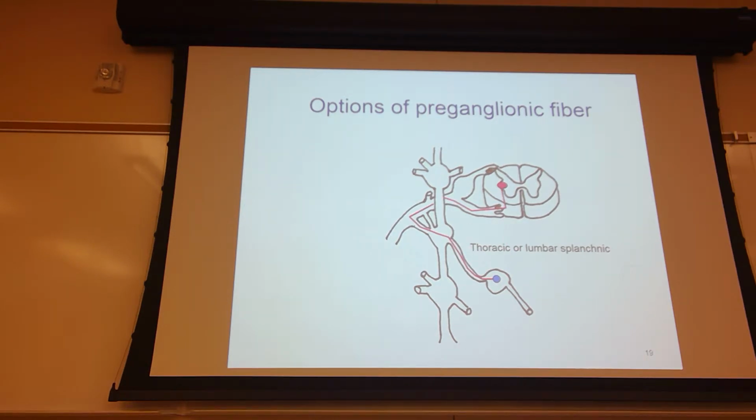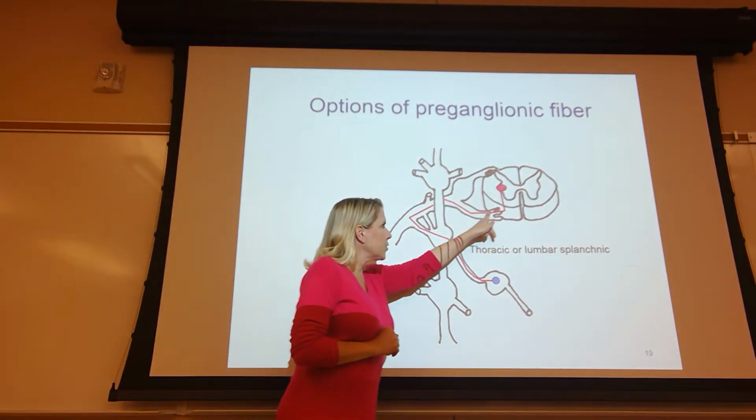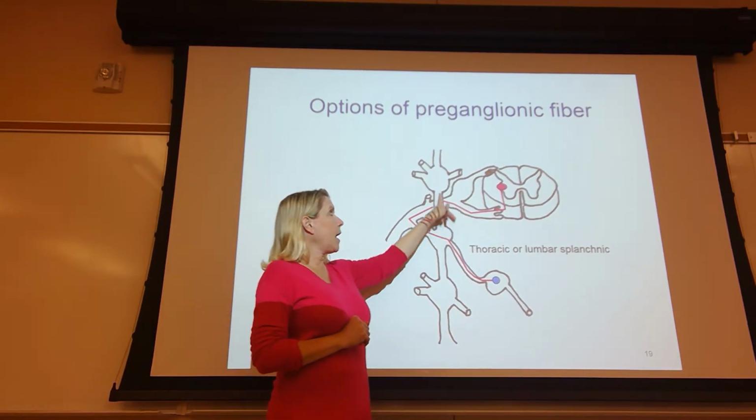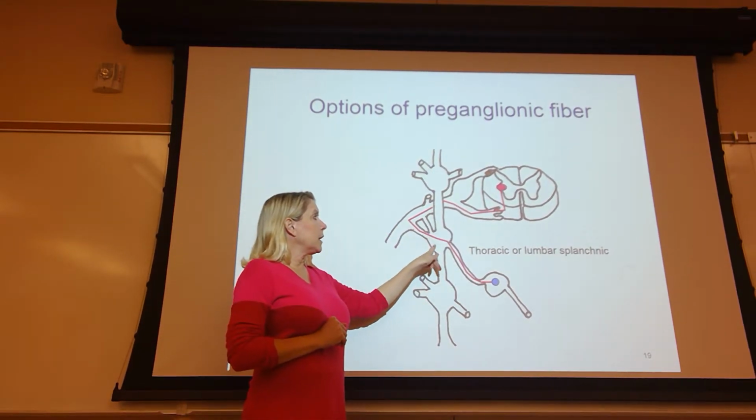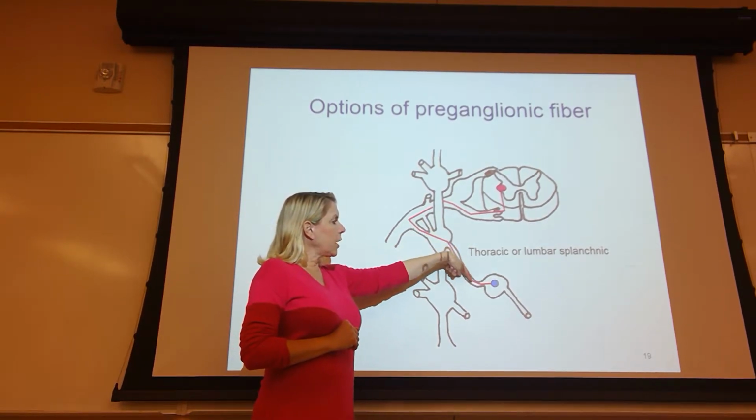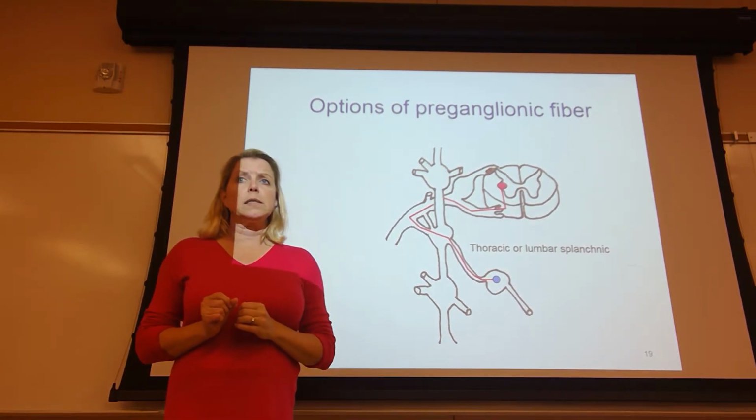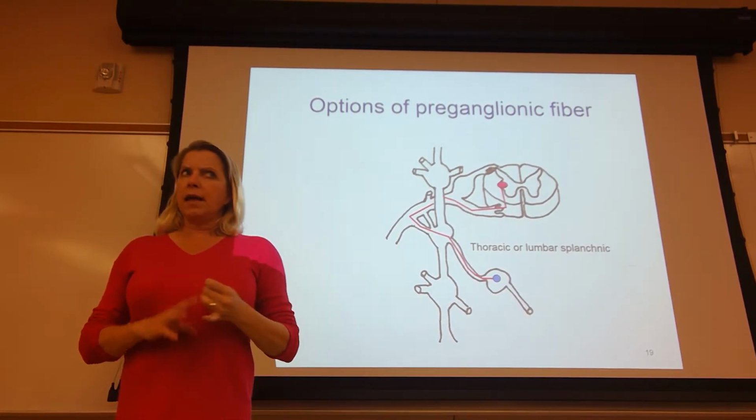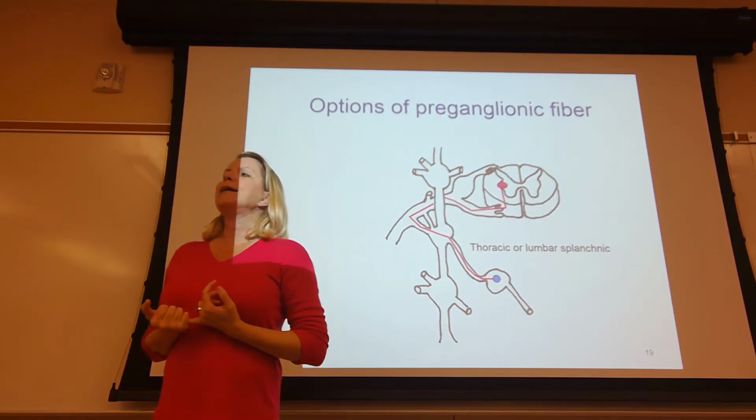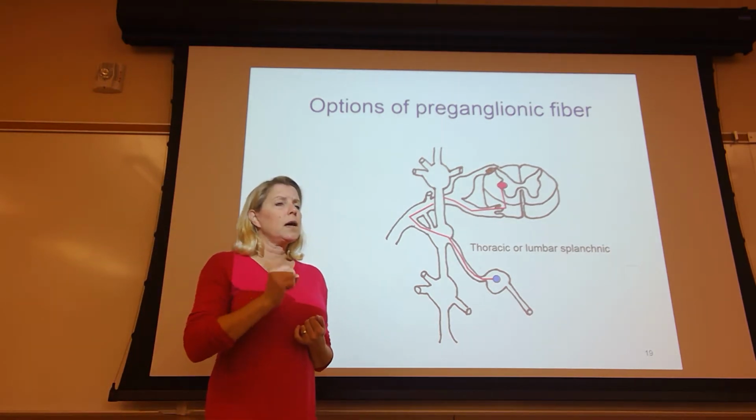Now here's another option for the preganglionic fiber. It enters at level through the white communicating ramus. It doesn't have to go up or down. It doesn't have to exit through a gray ramus. It can enter a splanchnic nerve, and the definition of a splanchnic nerve means it is a nerve, a collection of axons outside of the central nervous system, and it is a collection specifically of preganglionic fibers.